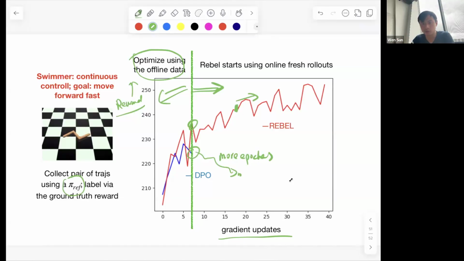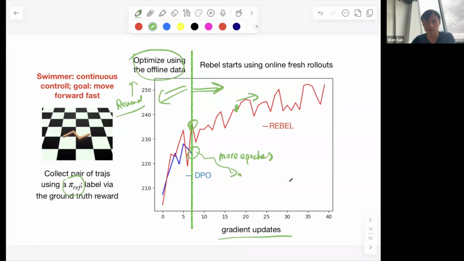So the difference between DPO and Rebel is that Rebel is taking advantage of synthetic online data that is generated on the fly, while DPO basically just loops through the offline data and stops the optimization there. As you can see, the performance of Rebel, even in these simple old-school MuJoCo experiments, is much better than DPO, right? DPO is pretty much just a 10% improvement over the PyRef, while Rebel can get to something like 25% over PyRef. Making the performance better beyond 25, 30% seems pretty hard.